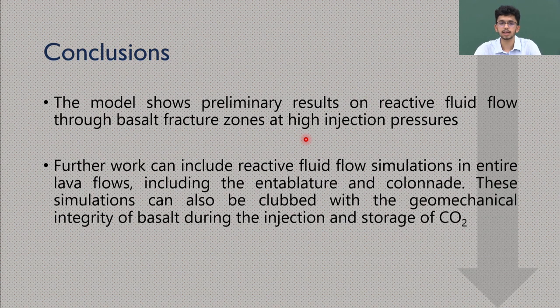But further work can include reactive fluid flow in entire lava flows, so that we can do field scale modeling. And these models can include the entablature or the colonnade, which are very potential targets for carbon sequestration in the future. These simulations can also include geomechanical integrity of basalts, which will be important because the areas which are very good for carbon sequestration in the future are inhabited by humans. So we have to consider geomechanical risk, the geomechanical integrity of these basalts.